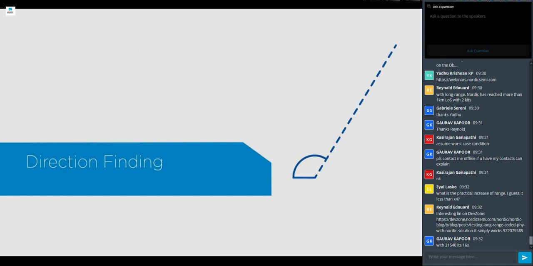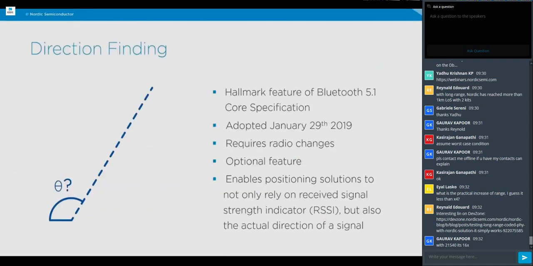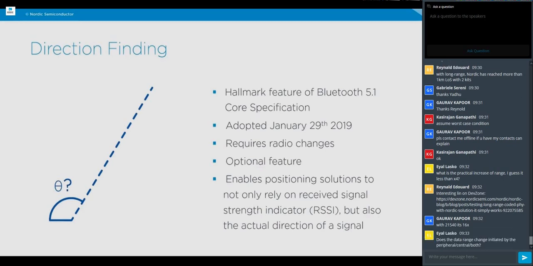Direction finding. So this was part of Bluetooth 5.1. It was a hallmark feature there. And this was adopted last year, January 29th. And it requires radio changes. So older Bluetooth low energy radios cannot use this feature. It's an optional feature, so it's not something that you have to use. And what it does is that it enables positioning solutions to not only rely on received signal strength indicator, but can also use the actual direction of a signal.